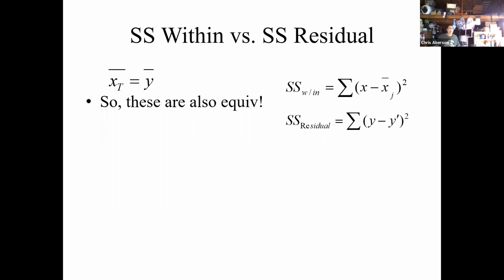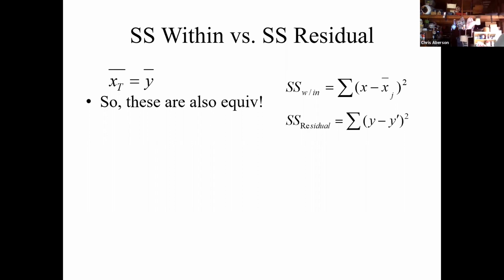And what I'm going to say now should not shock you: sums of square within and sums of square residual, those are also equivalent. X minus X bar sub J, that is taking the individual score minus what we predict it to be. Same thing as with regression, exactly the same pieces.